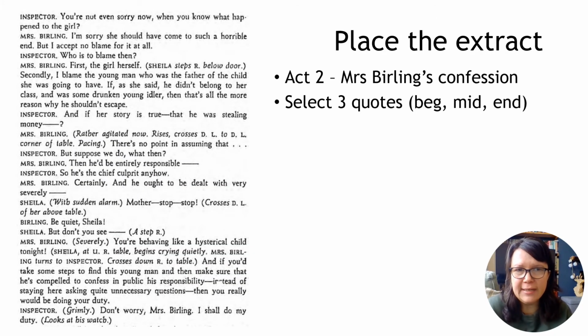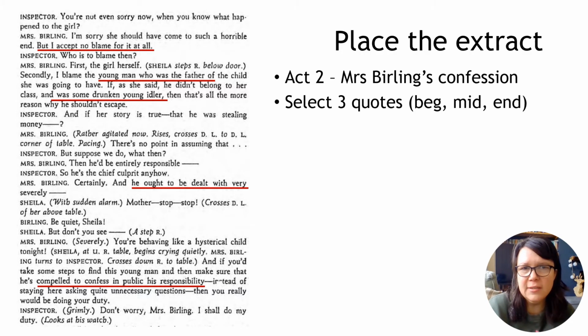Imagine that our extract is Act 2, so that's Mrs Birling's confession, and this is the end of her confession, it's not where she's talking about what happens at the charity. We would start with going through the passage and looking at some of the quotes that we could use, choosing 3 from the beginning, middle and end. And you can see I've underlined a few here.